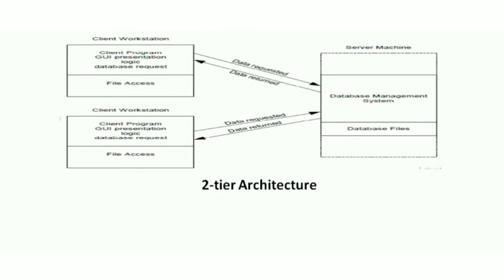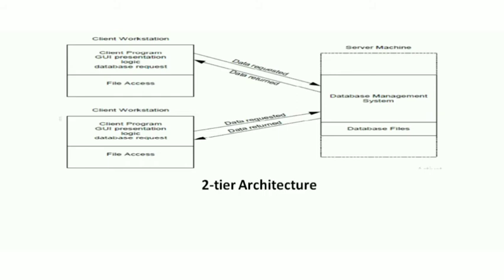So the graphical part, or we can say the GUI part, is also at the client part; only the database part is at the server machine. In the two-tier architecture, multiple users can work, but when the number of users increases, the system may not give the proper output or may not handle the number of users. So this is the disadvantage of two-tier architecture.